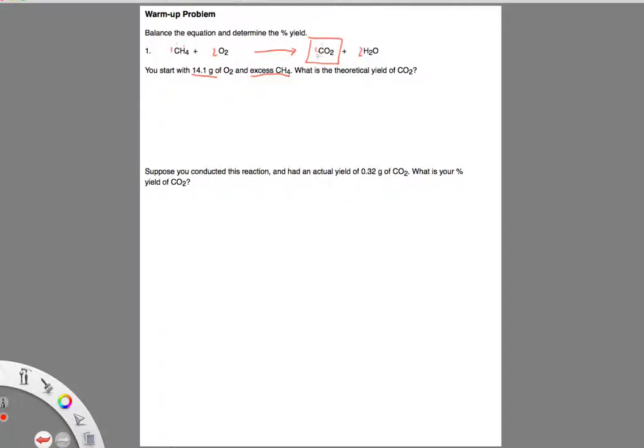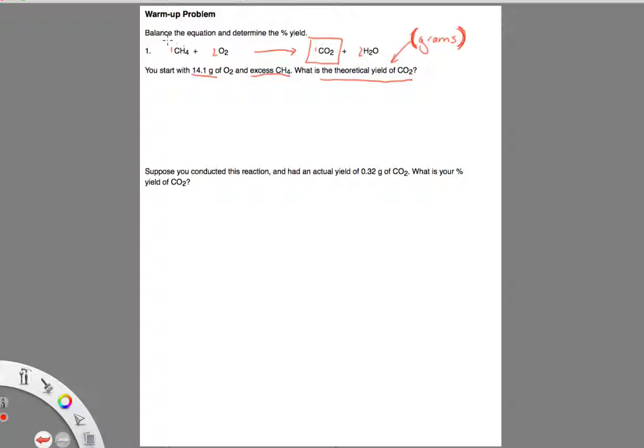How do you know that you're supposed to change these grams of O2 to see how much CO2 you can make? Well, it tells you right here. It says, what is the theoretical yield of CO2? It doesn't say what's the theoretical yield of H2O. It says CO2. So that means you can look ahead and say, okay, since I'm starting with this, I've got to change that into CO2. And I want to see how much CO2 I can make. And they don't tell you in the problem, but what they really want is for you to give that in units of grams.